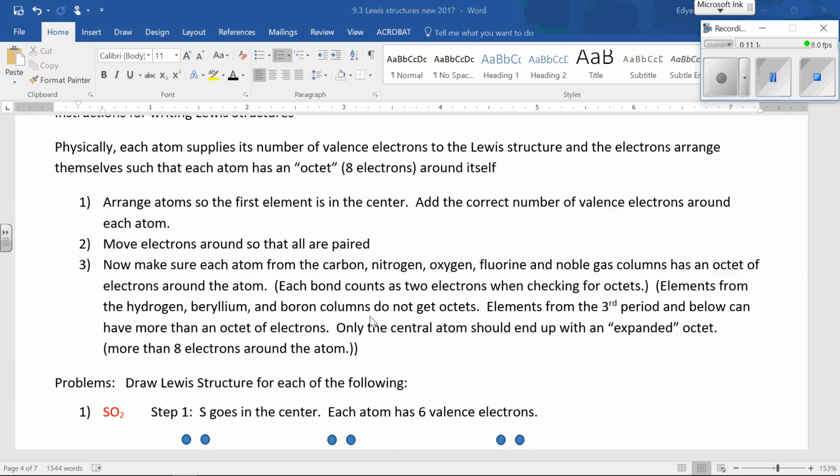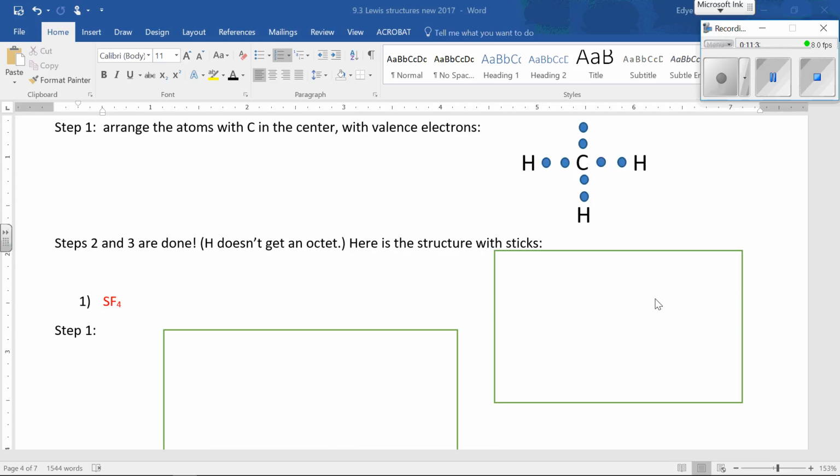Hydrogen. If we look back up at step 3, the hydrogen column does not get an octet. So it's not one of these columns. These are the only columns that get octets, or sometimes expanded. We'll learn that in a moment. So the hydrogen, we don't do anything because it doesn't need an octet.